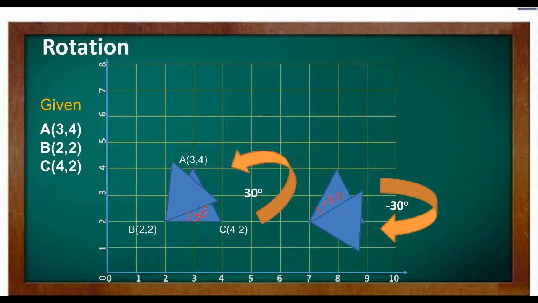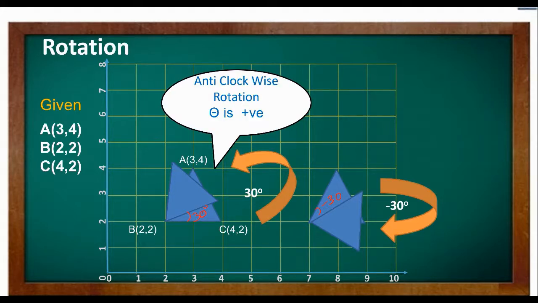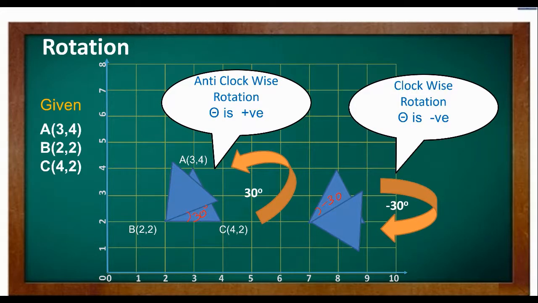So we say that if the rotation angle is positive, that is anti-clockwise rotation. So if you want to rotate an object clockwise, then the theta should be negative. So this is clockwise rotation and anti-clockwise rotation of an object.